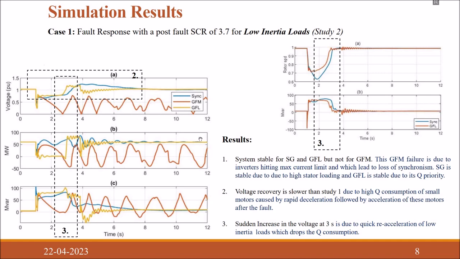And this GFM failure is because the inverter is actually hitting its maximum current value, which has led to loss of synchronism. The synchronous generator actually is stable here because there is high stator loading, and the GFL, the grid following inverter, is actually stable because of its priority condition.